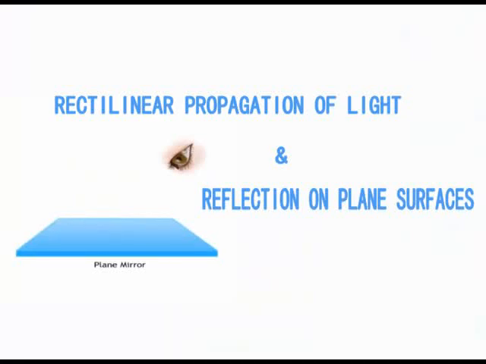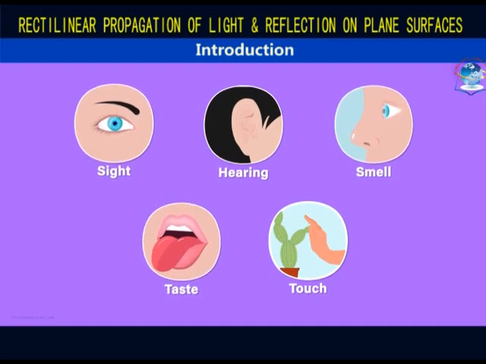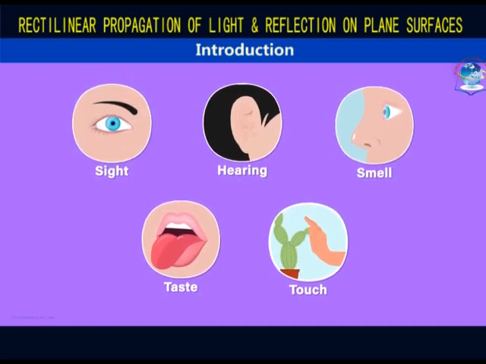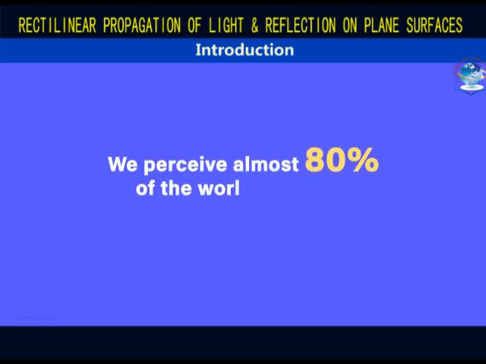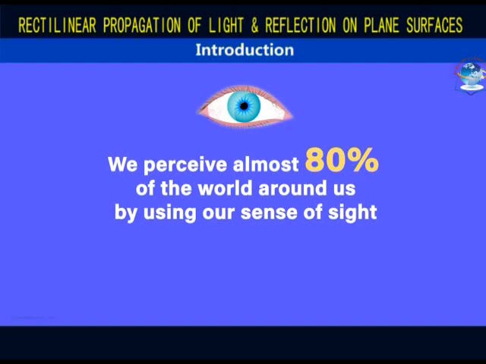Next chapter, the rectilinear propagation of light and reflection on plane surfaces. Now, of all the 5 common senses, the sense of sight is perhaps the most important. In fact, we perceive almost 80% of the world around us by our sense of sight. We see the things around us with our eyes.